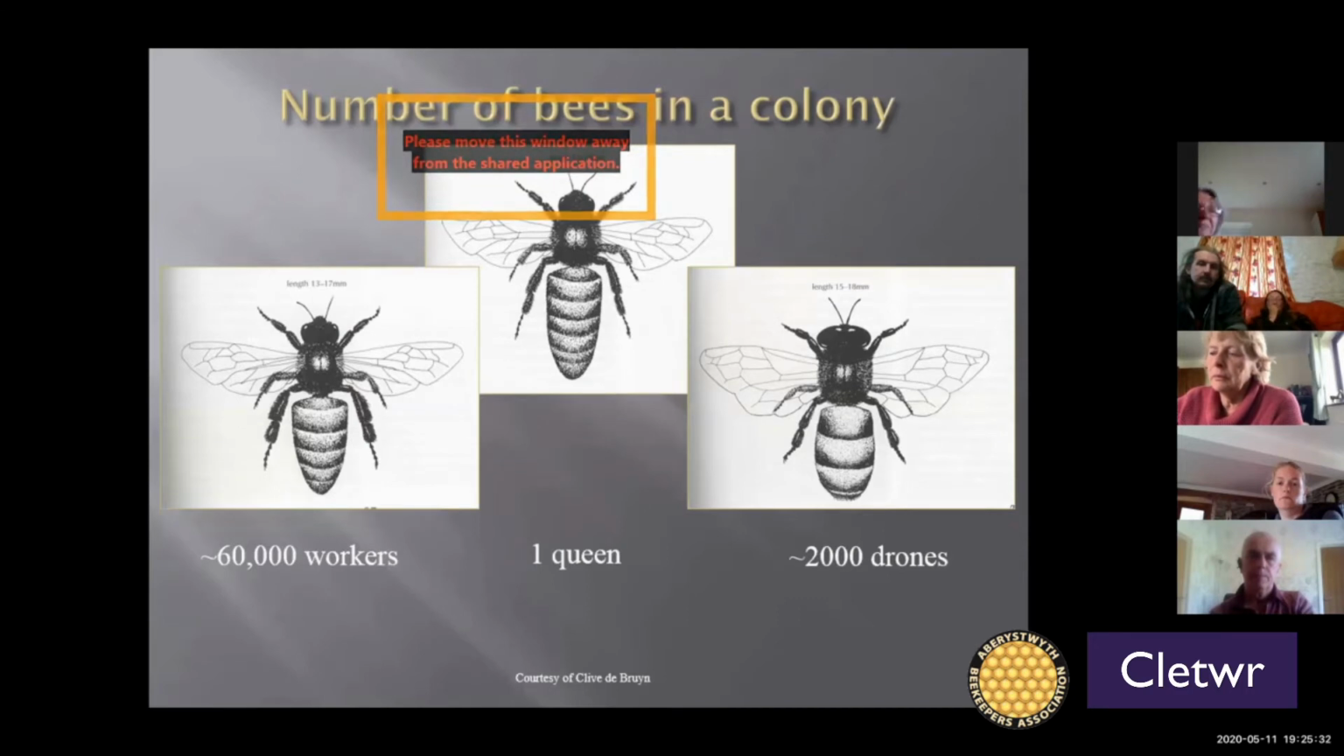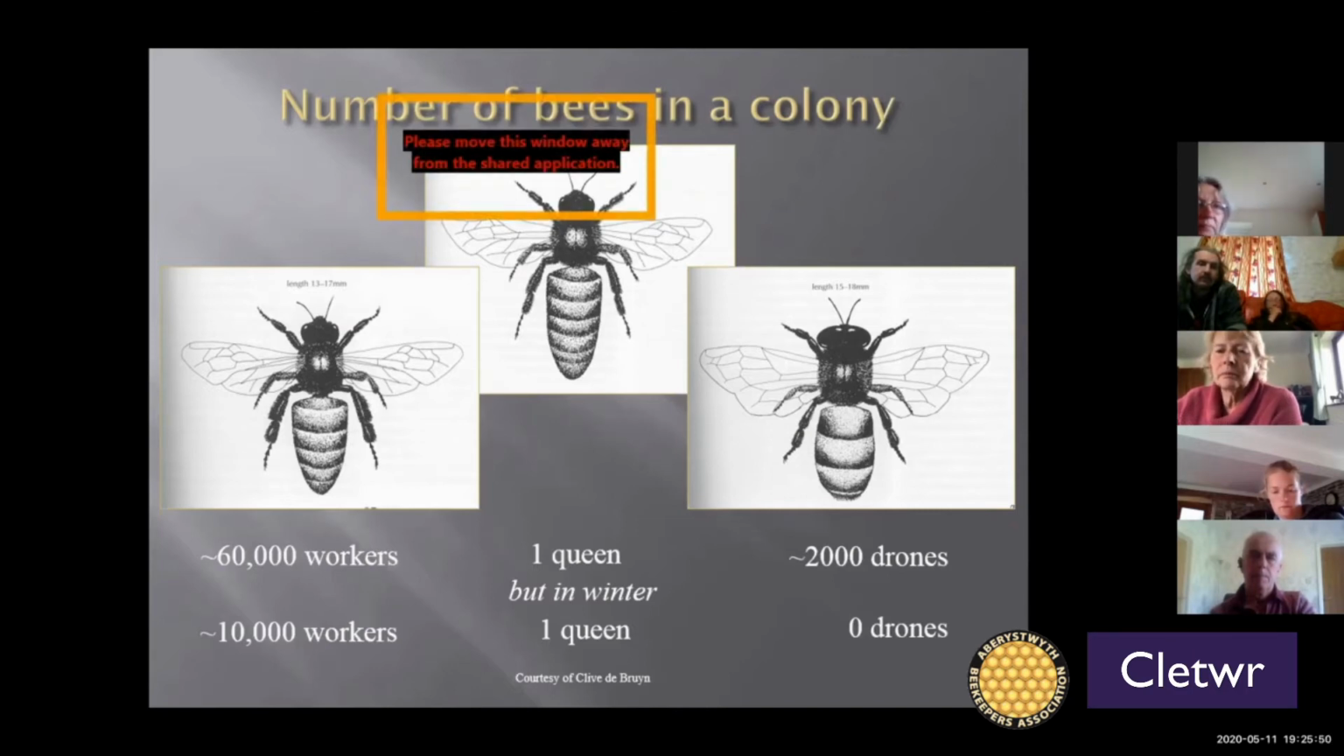Workers are the female bees that are infertile, and the queen is a fertile female as well, so she's the one who's capable of laying eggs. But in the wintertime, that colony contracts because it doesn't need as many bees within that space, and there isn't the forage to accommodate that outside of the colony. So you're down to about 10,000 workers, one queen, and no drones.